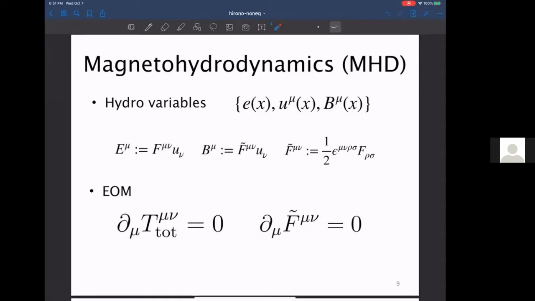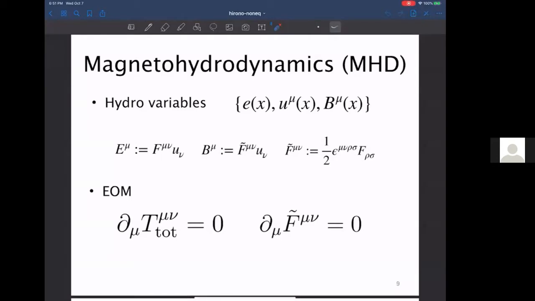The hydrodynamic variables associated with MHD are basically the energy density and fluid velocity. They are associated with conservation of the energy and momentum. And there's also another degree of freedom, which is a magnetic field. Here I've defined the covariant electric and magnetic field by contracting the field strength tensor with the fluid velocity in this way, and F tilde is the Hodge dual of the field strength tensor. So here we have this magnetic field as a hydrodynamic degree of freedom.